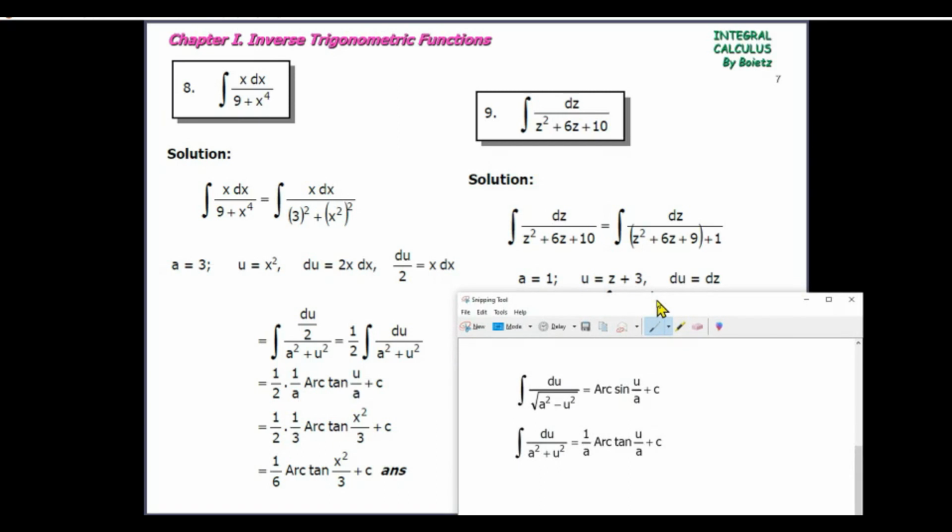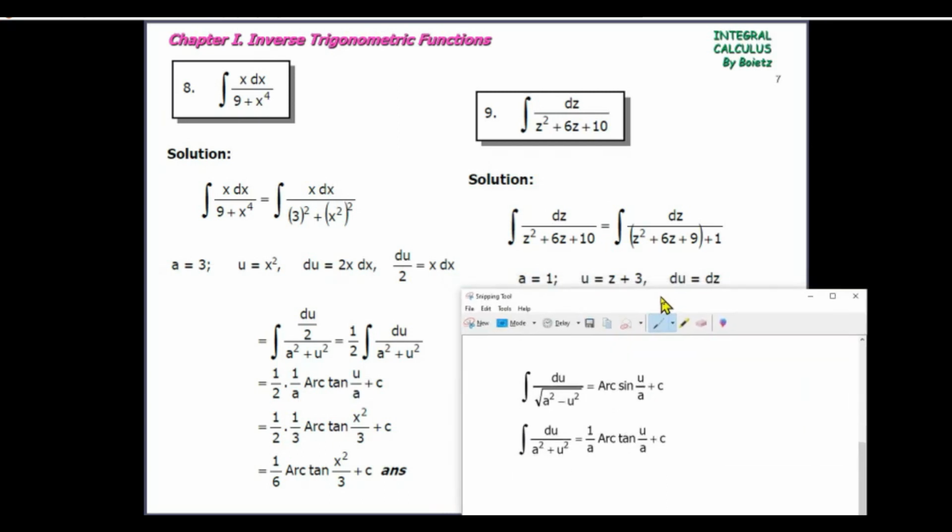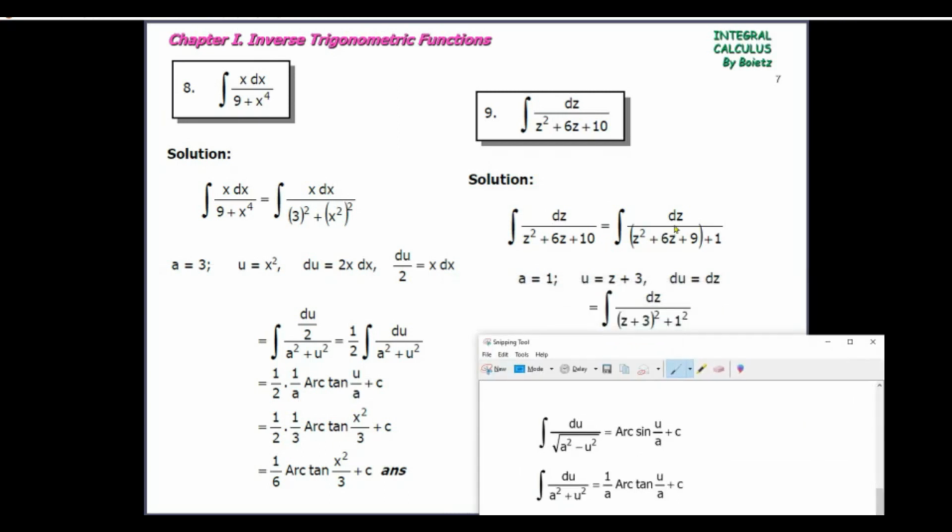Pagkatapos ito. That is the same as z plus 3 squared plus 1 squared. Kasi 1 squared ay 1 lang din yun. So, a is equal to 1. Okay, in this formula, then u is equal to z plus 3. Then du is just dz also.